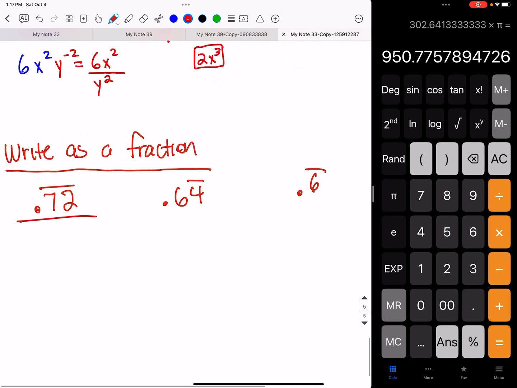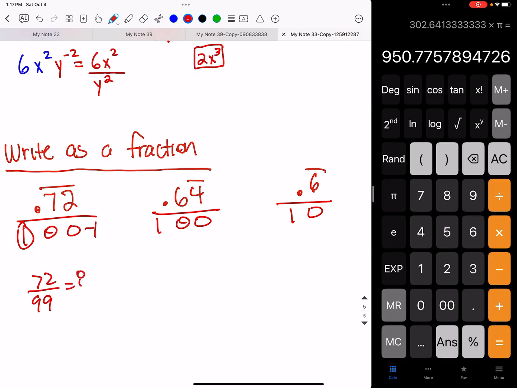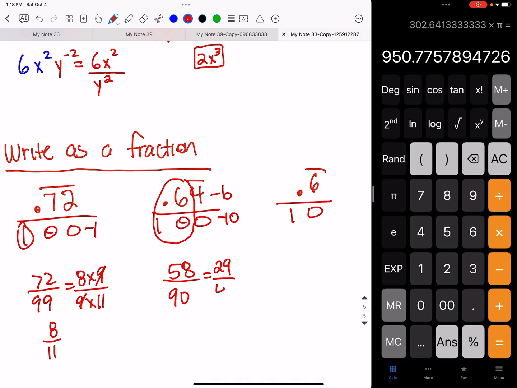All right, and finally, write as a fraction. Let's see, this would be, take 1 away, 72 over 99. This is 8 times 9. This is 9 times 11. This is 8 elevenths. These would get hit, so 64 minus 6 and 100 minus 10. This is 58 over 90. These are both even, cut them in half. That would be 29 over 45.